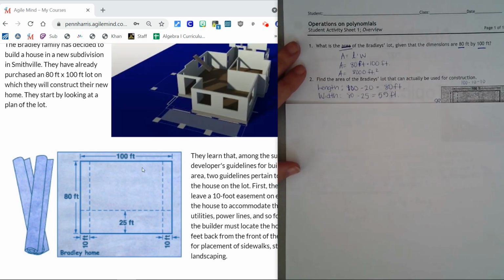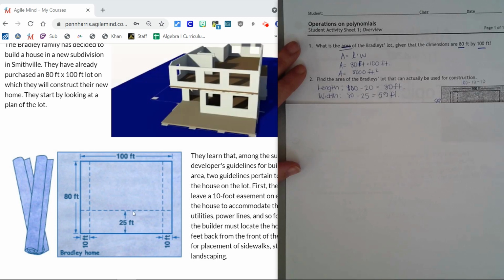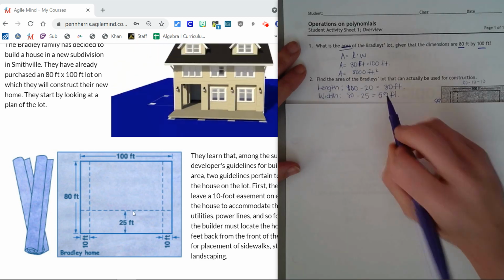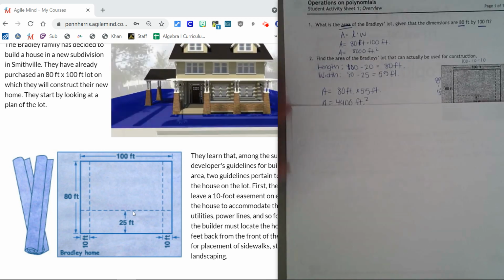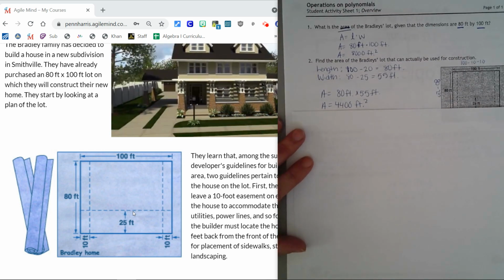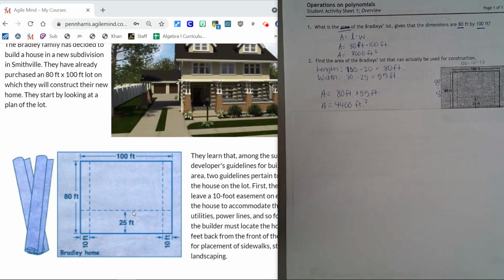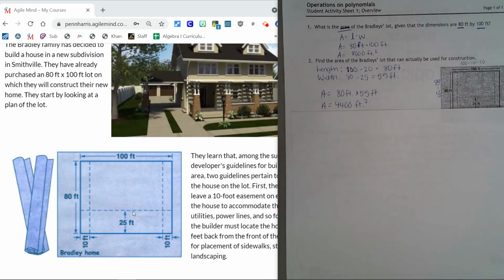And then the width, they said that we have to take 25 feet off the front right here. So we did 80 minus 25 to get 55 feet. Now we're going to multiply those together, and we get 4,400 square feet. They almost cut in half the property that we could actually build on.